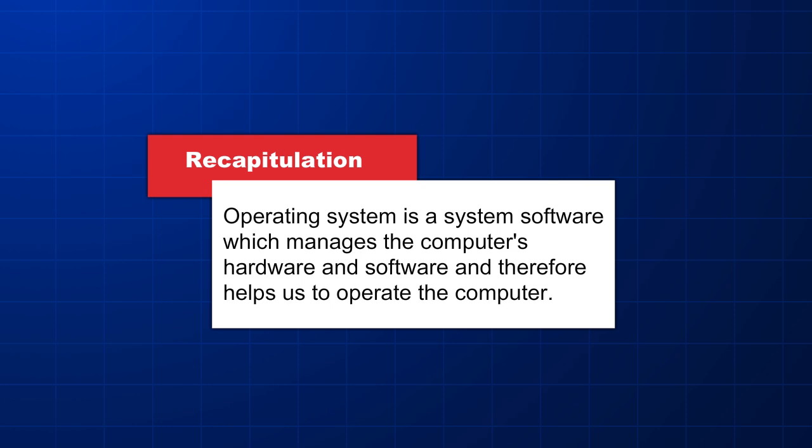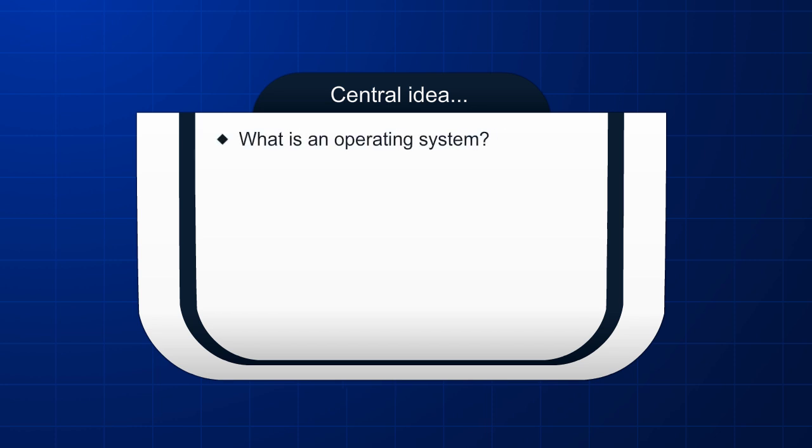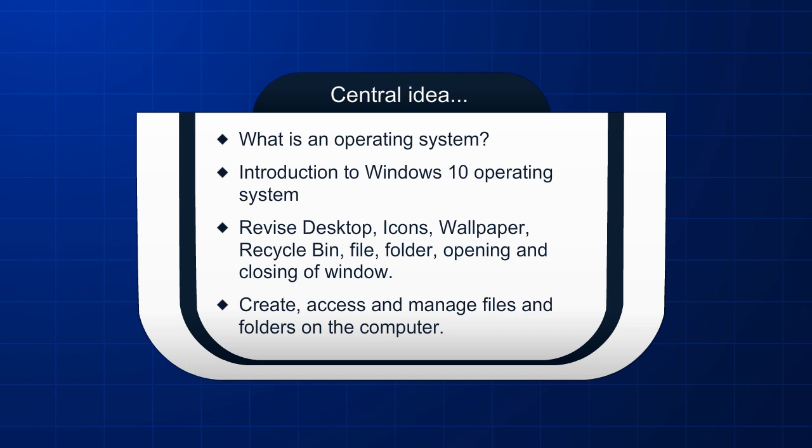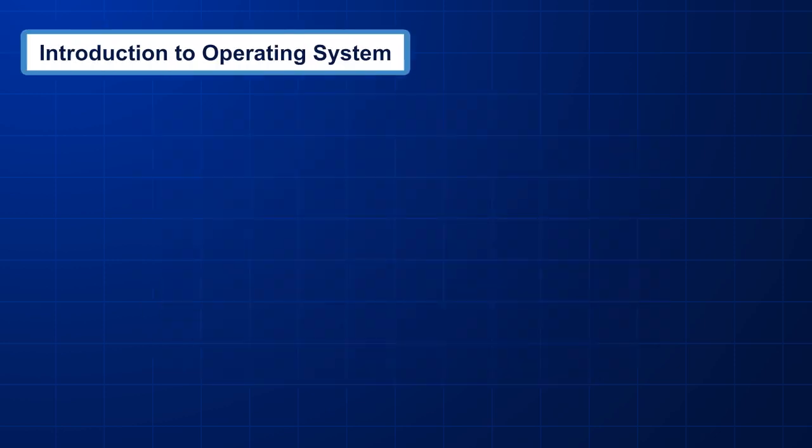Recapitulation. Operating system is a system software which manages the computer's hardware and software and therefore helps us to operate the computer. Central idea: What is an operating system? Introduction to Windows 10 operating system. Revise desktop, icons, wallpaper, recycle bin, file, folder, opening and closing of window, create, access and manage files and folders on the computer.